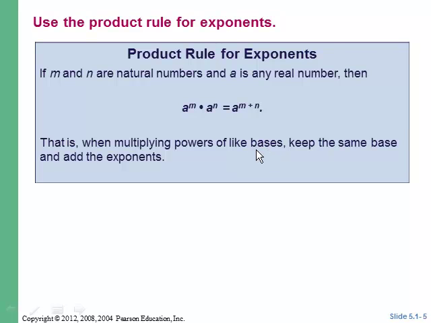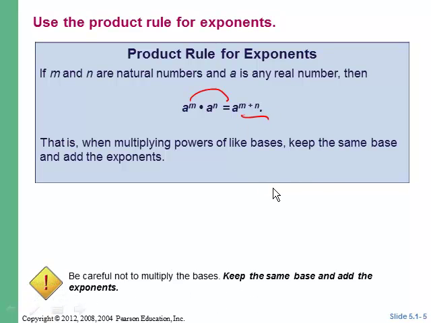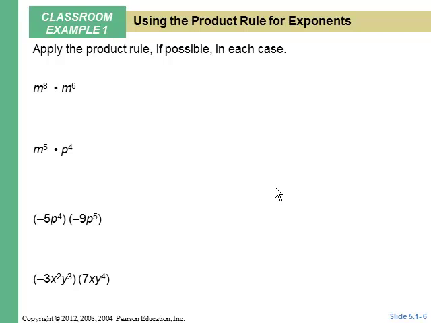What does the product rule say? The product rule says that if you multiply two numbers, you can add their exponents. Make sure that you only do it when the bases are the same. So this would be m to the 8 plus 6, which is m to the 14th. This you can't simplify because the bases aren't the same.